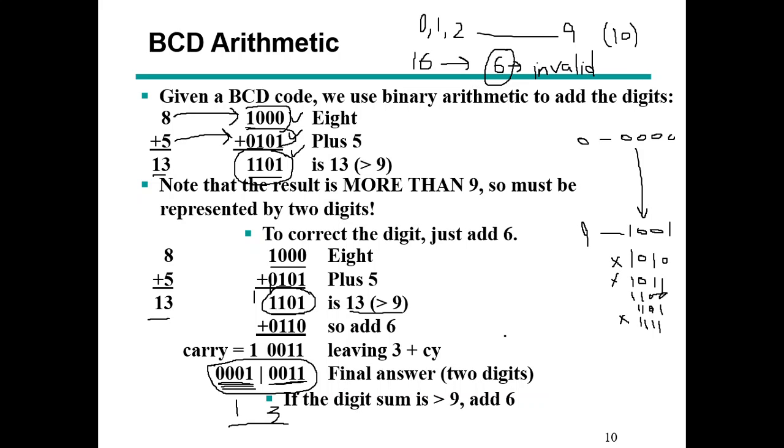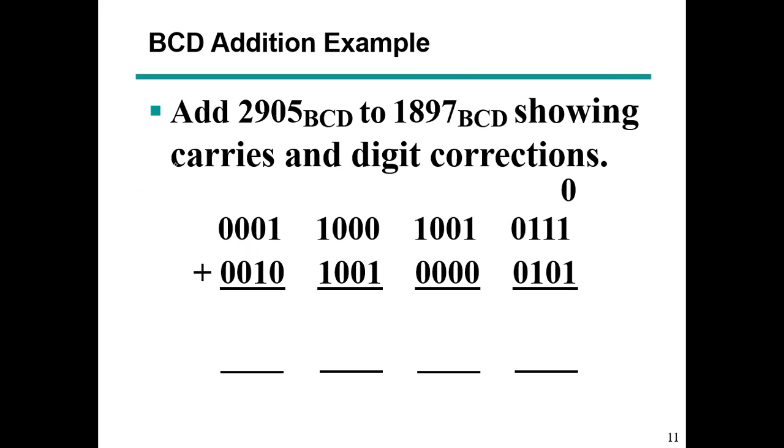अच्छा, नाउ दिस वाज द एडिशन ऑफ टू सिंगल बीसीडी डिजिट्स, ठीक है। अब ये डेसिमल और उनको हमने ऐड किया और उनका सम जो है ना उसको हमने करेक्ट बीसीडी फॉर्मेट में लेके आए। Now if you have multiple BCD digits, फिर क्या करेंगे?